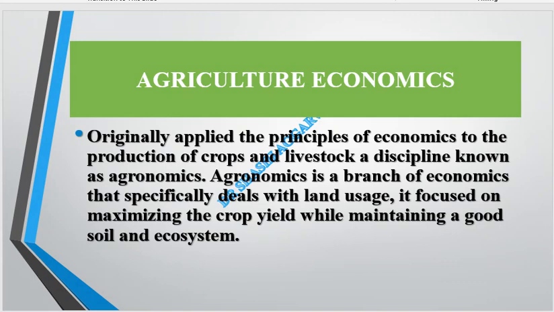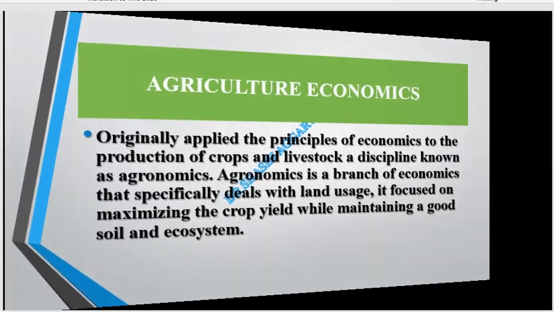Originally, the principles of economics were applied to the production of crops and livestock as a discipline known as agronomics. Agronomics is a branch of economics that specifically deals with land use. It focused on maximizing crop yield while maintaining good soil and ecosystem.